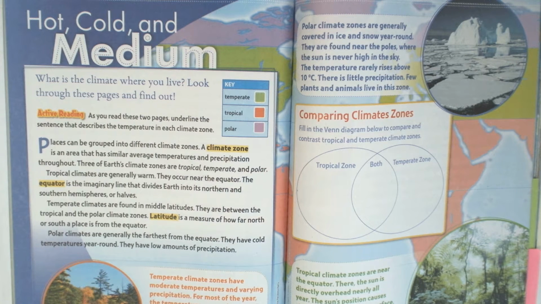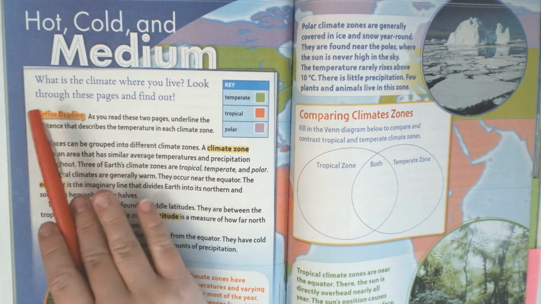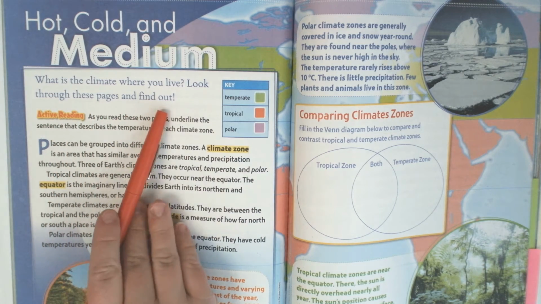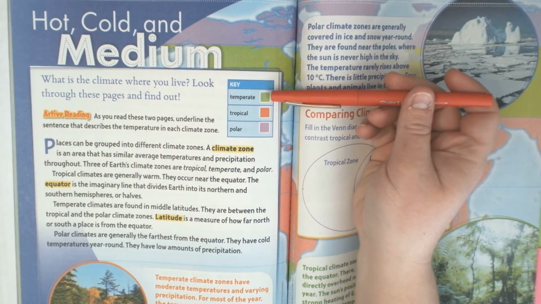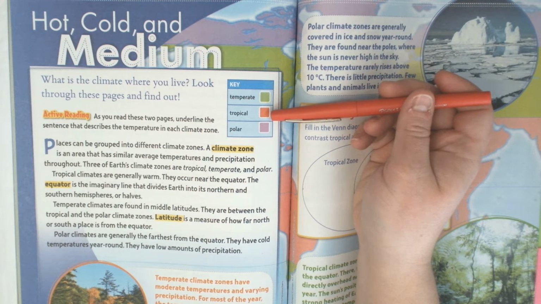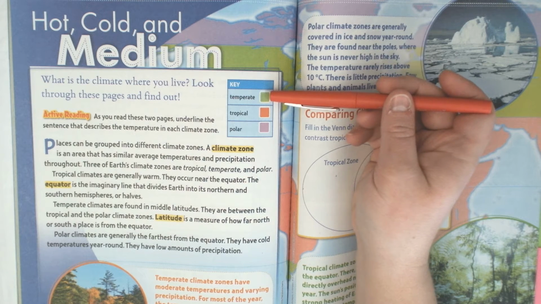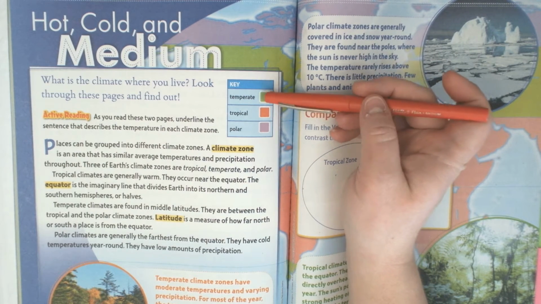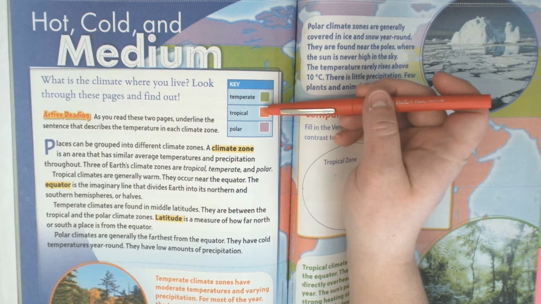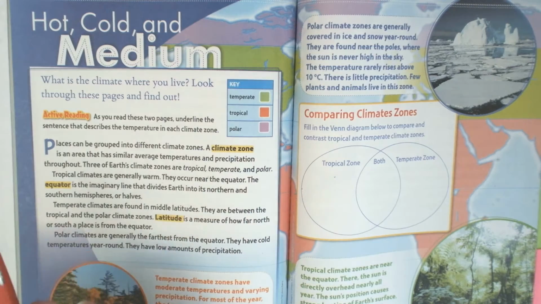Hey guys, today we're on page 408 and 409. We're talking about hot, cold, and medium. What is the climate where you live? Look through these pages to find out. Here's the key. The key says that green represents temperate, red is tropical, and purple is polar. Temperate means kind of on average.